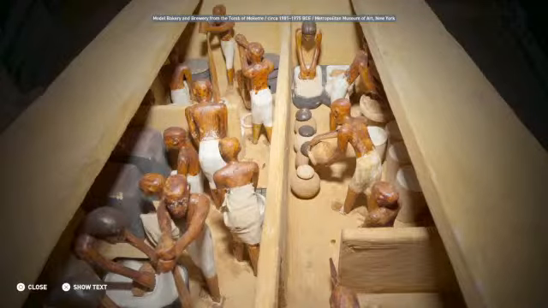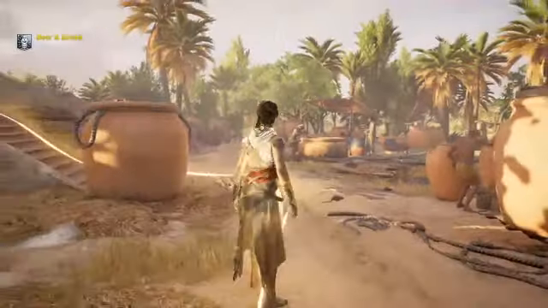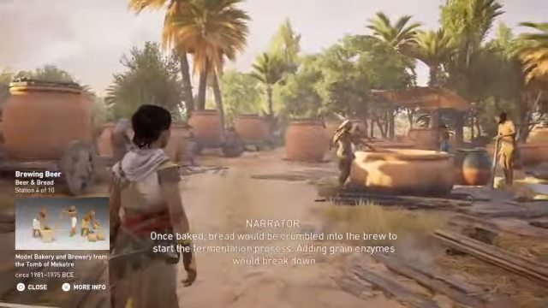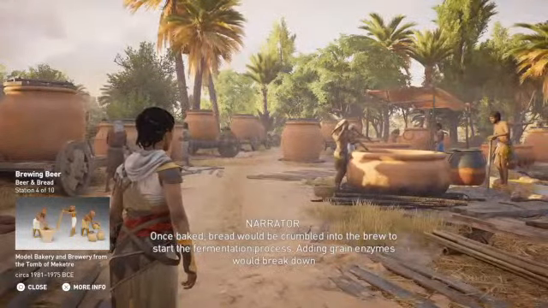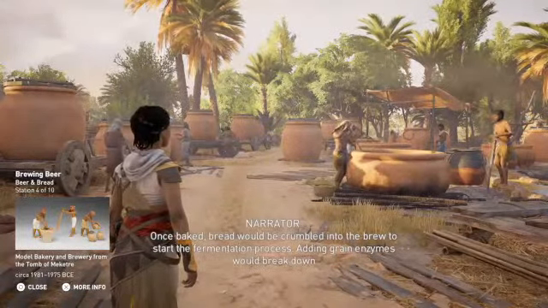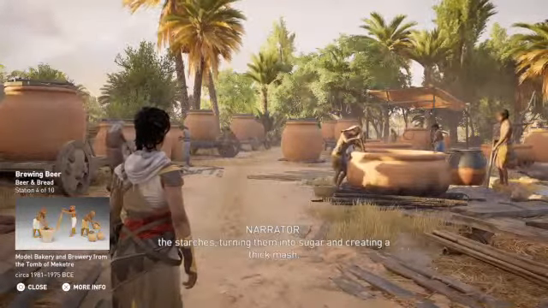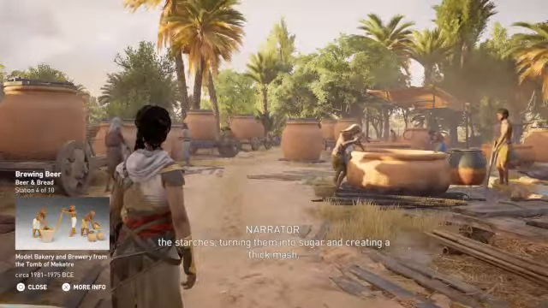Circa 1981 to 1975 BCE, Metropolitan Museum of Art in New York. And then we are going to go on here. Once baked, bread would be crumbled into the brew to start the fermentation process. Adding grain enzymes would break down the starches, turning them into sugar and creating a thick mash.